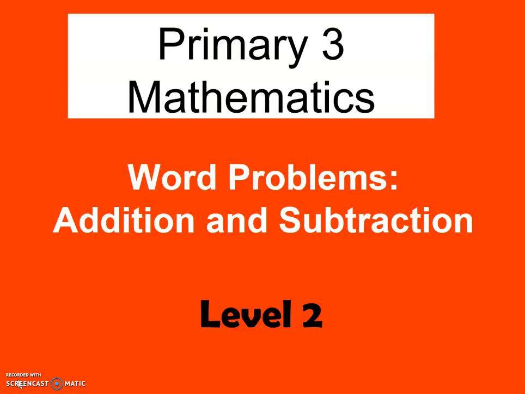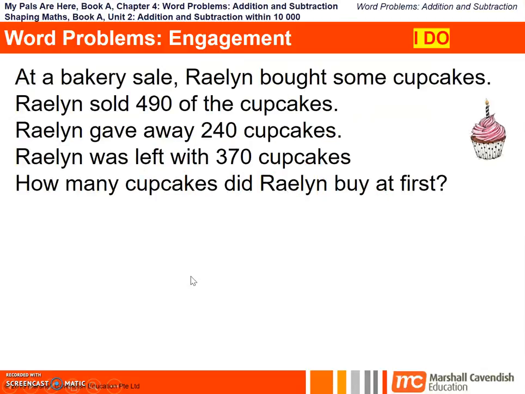Let's get going. Okay, here we have a word problem. Let's start off with reading the word problem. At a bakery sale, Raylene bought some cupcakes. As you can see here, here's a cupcake. Raylene sold 490 of the cupcakes. Raylene gave away 240 cupcakes. Raylene was left with 370 cupcakes. How many cupcakes did Raylene buy at first?